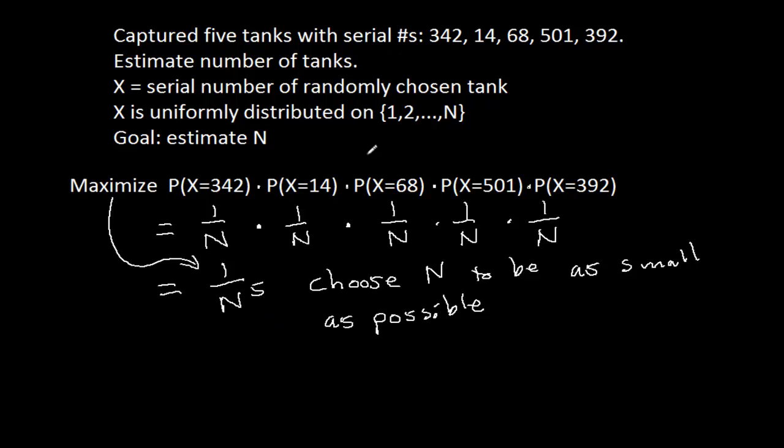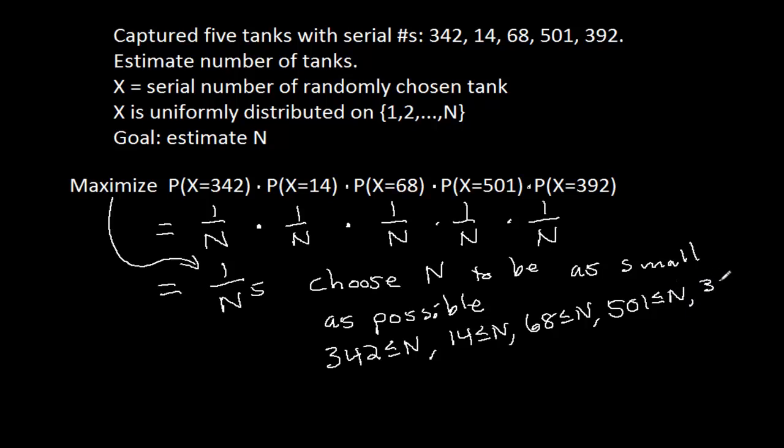Well, I can't just choose n to be as small as I would like. In particular, we have to have positive values here because this is a product of probabilities. Notice that our serial numbers all have to be no greater than n. So we know that, for example, 342 is less than or equal to n. And we know 14 is less than or equal to n. We know 68 is less than or equal to n. And we know 501 is less than or equal to n. And we know that 392 is less than or equal to n.